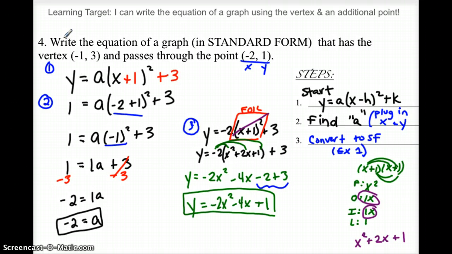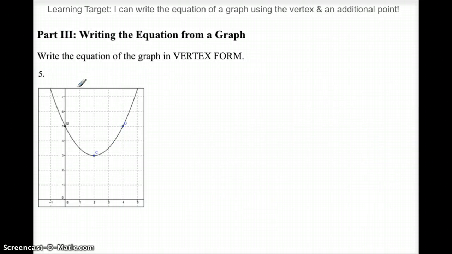All right, so what do we have next? Now I give you a picture. And the directions say write the graph in vertex form. Okay, so what do I know from this picture? Well, this is my vertex, and I know that that point is 2, 3. And I'm thinking about the one we just did, how they gave me some random point. So there's a point on my graph, 0, 5.